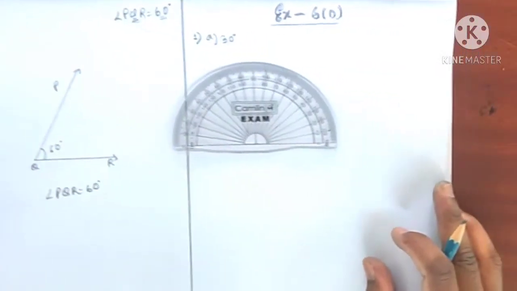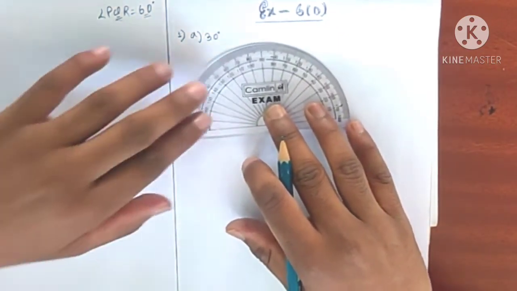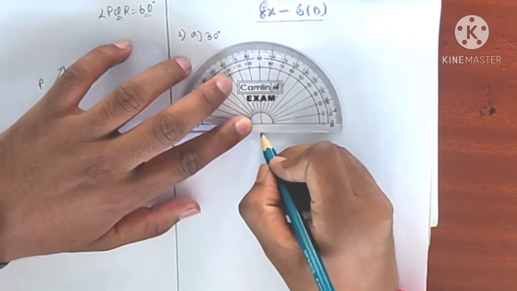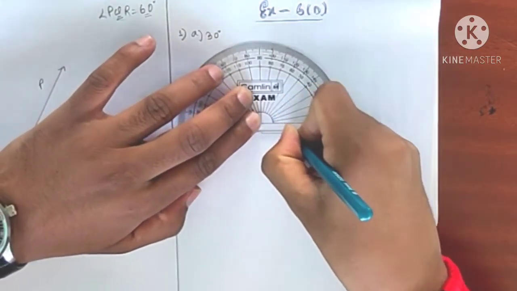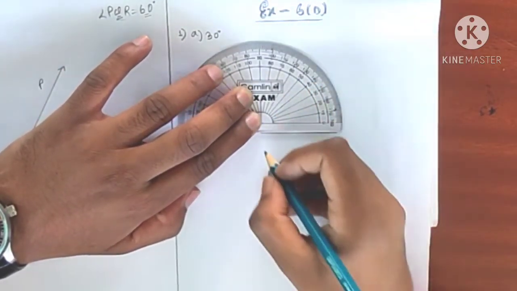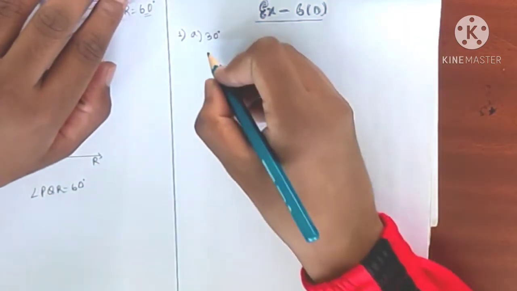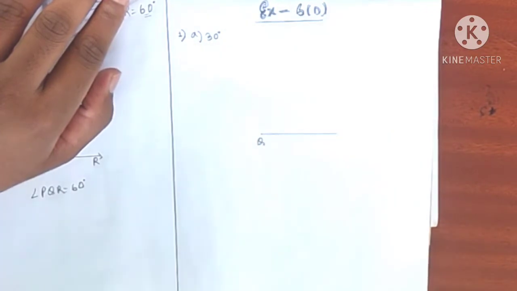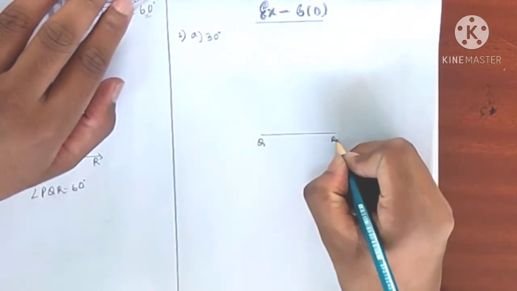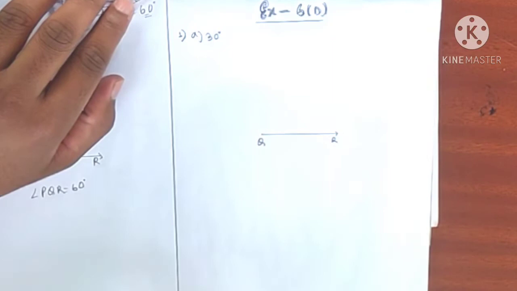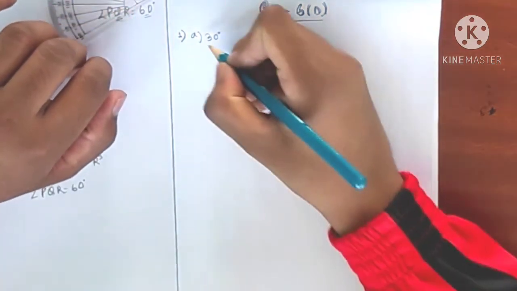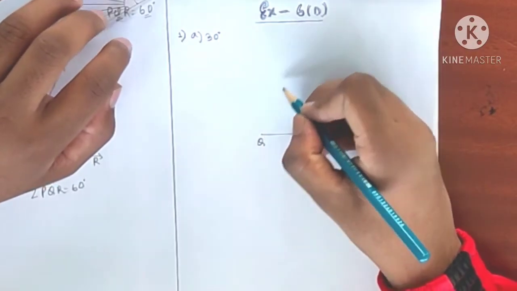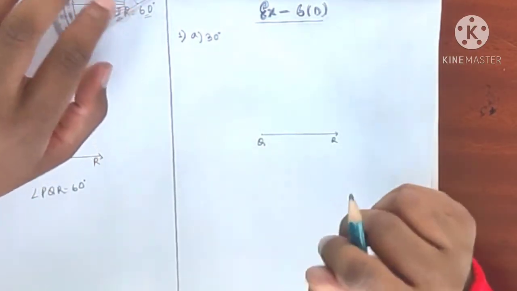As I have told you, first of all we have to make the baseline. This is the center point, and from this I will make a ray. Since the name was not given, I can give any name. Suppose I give the name Q to the vertex, and R is another point on the ray. Now Q is the vertex and the 30 degree angle should be here. So again we have to make another ray, equal to 30 degrees.